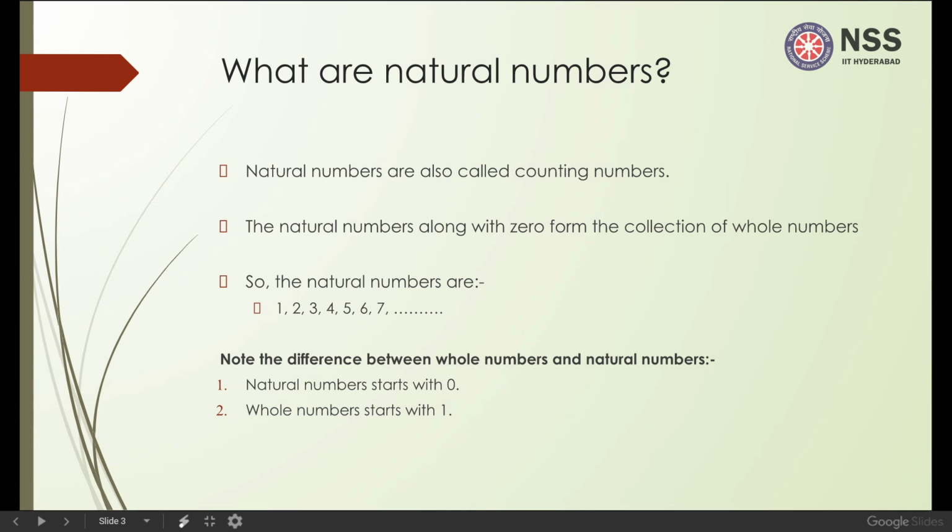So what are natural numbers? Natural numbers are the numbers which we can count, like 1, 2, 3, 4 and so on. We can count them on our fingers. And natural numbers along with 0 gives us whole numbers. So what is the difference between whole numbers and natural numbers? Natural numbers start with 1 while whole numbers start with 0.